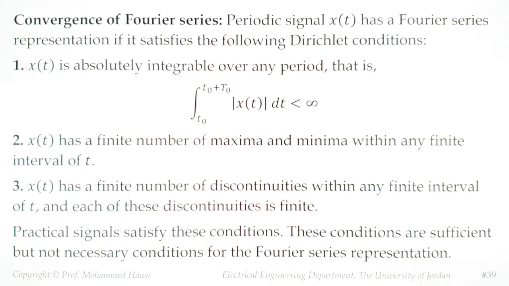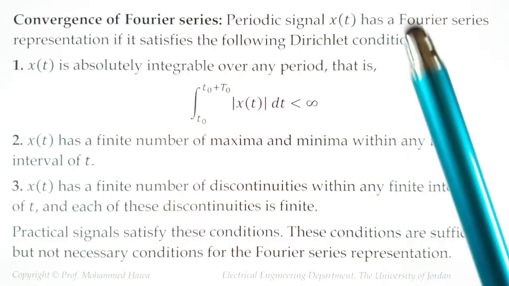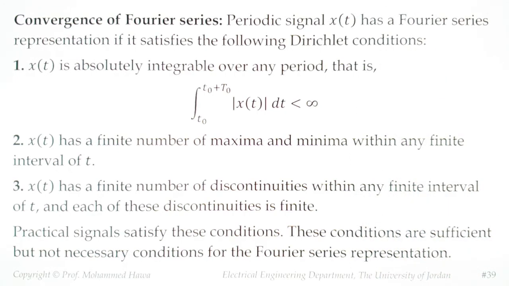However, I don't want you to worry too much about memorizing those conditions, because in the practical signals that we deal with in engineering, those conditions are already satisfied. So we know that this periodic signal can be written as a Fourier series. Not only that, those conditions are sufficient conditions but not necessary conditions for the Fourier series representation. I just wanted to tell you, in case you're wondering, do we always have to have a Fourier series? Not necessarily, but for practical signals, we already satisfy those three conditions, so we are guaranteed that we have a Fourier series.